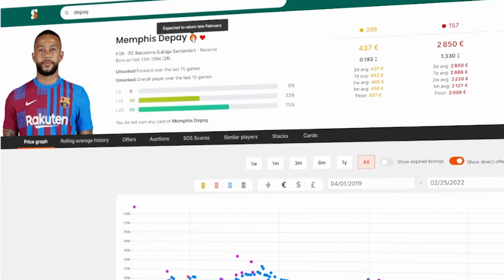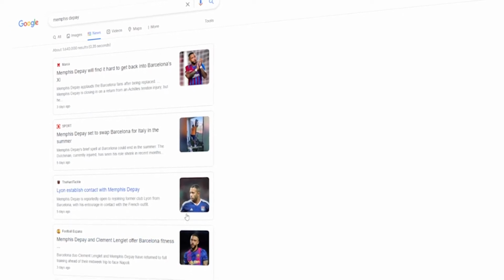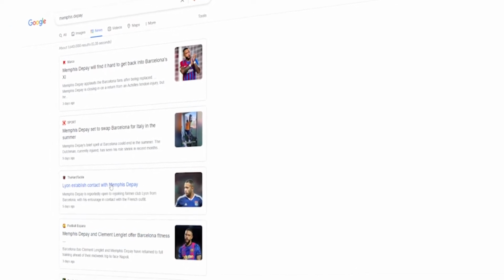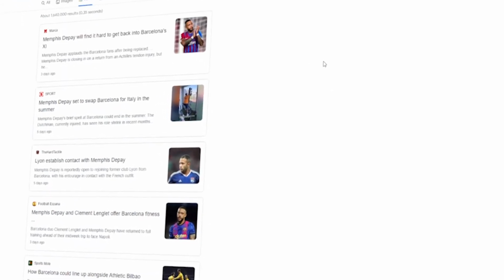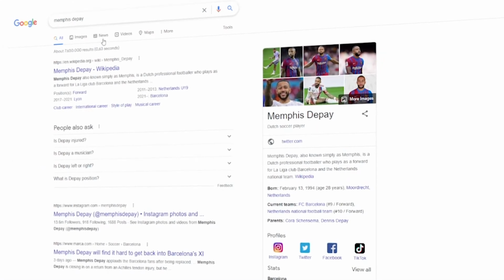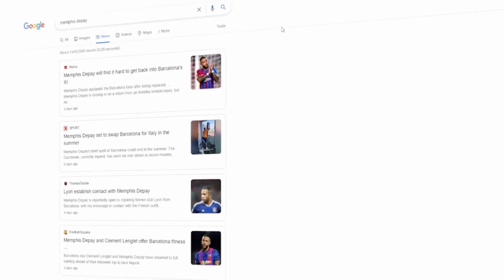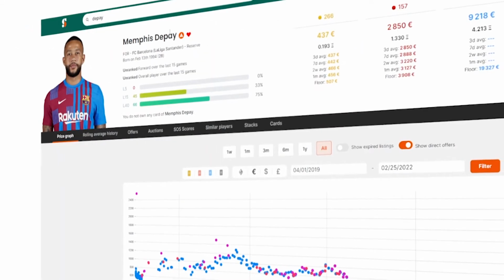And if we can look into it, we see that first of all, Depay is injured. He's got bad luck with injuries, and second of all, he wants to return to Lyon. There is a lot of news that he's returning to Lyon, but how am I going to search for this news? I'm going to go into Google, type in Memphis Depay, click on the news tab, and then I'm going to see which specific news are regarding this player.